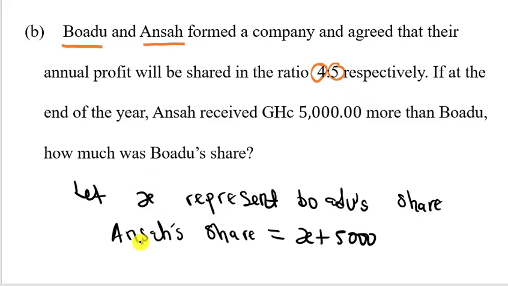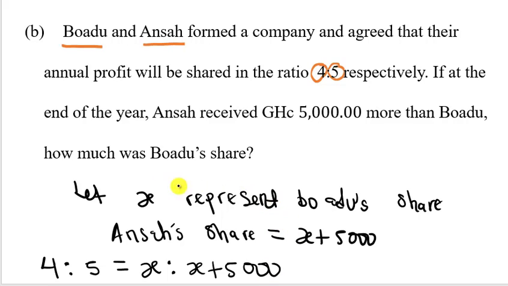Okay. Now in terms of ratio, 4:5 will be equal to, because the 4 corresponds to Boedu's share, and Boedu's share is X, and the 5 corresponds to Ansa's share, and that is X plus 5,000. We try expressing them in the form of fraction. So the 4:5 is going to give us 4/5, and this is equal to Boedu's share, that is X, over Ansa's share, and that is X plus 5,000.